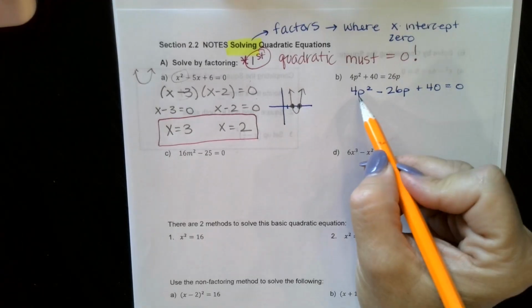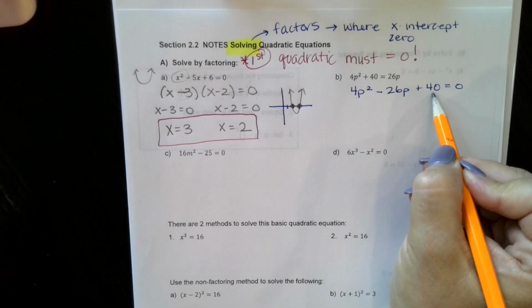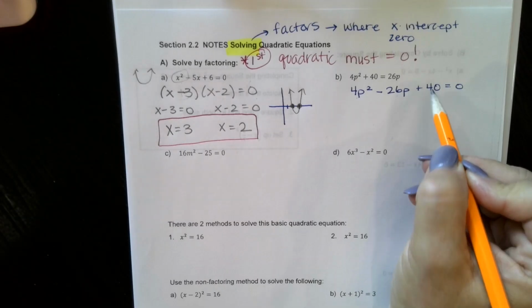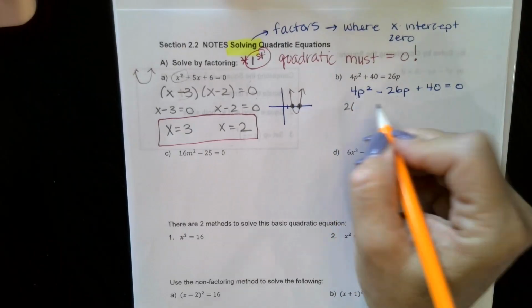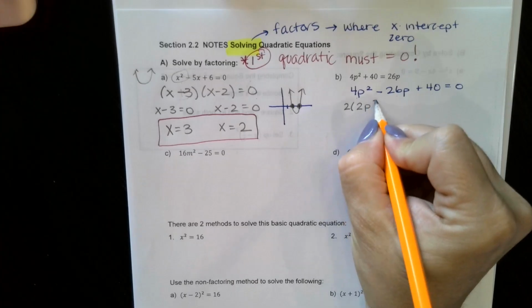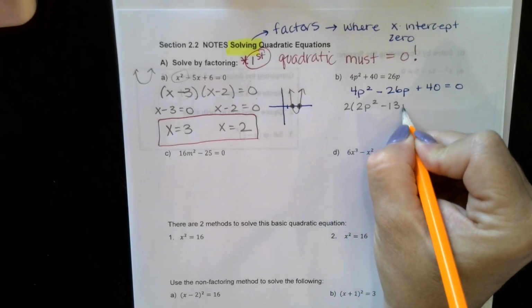Okay, so if I look at this, I know I can pull out a 2, right? These are all even, so just like when we were factoring, I want to pull out a GCF, and I'm left with 2p squared minus 13p plus 20.